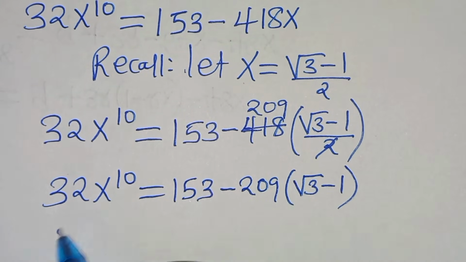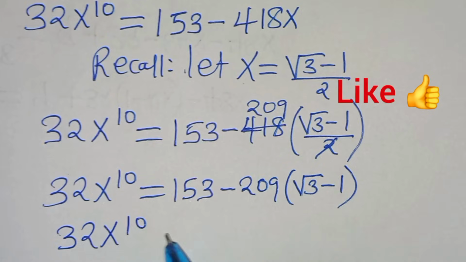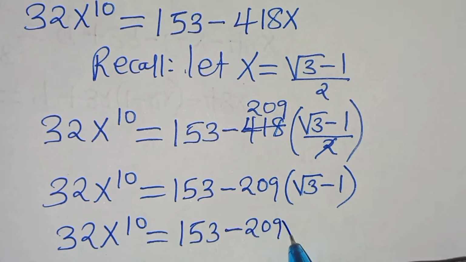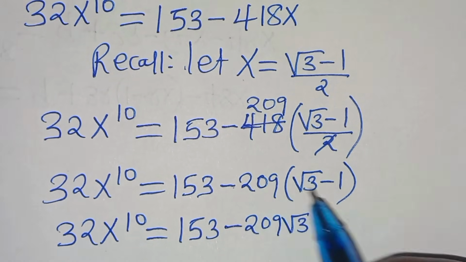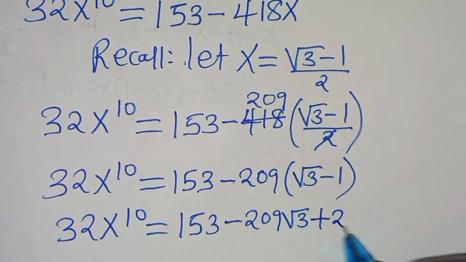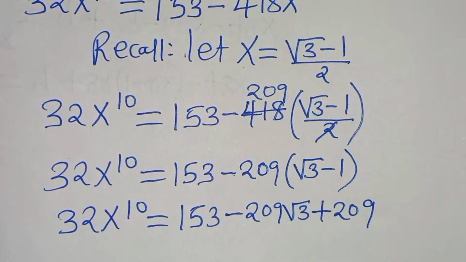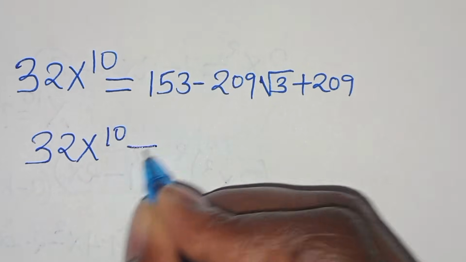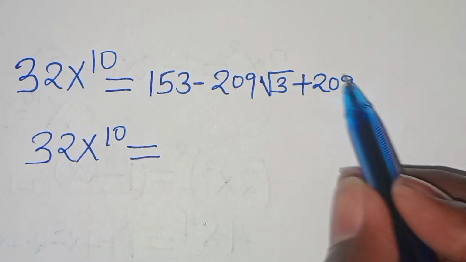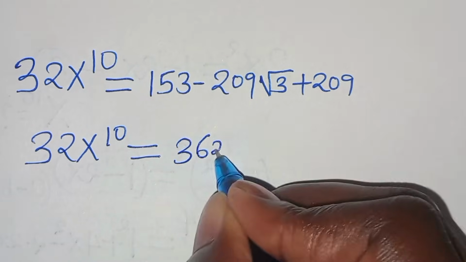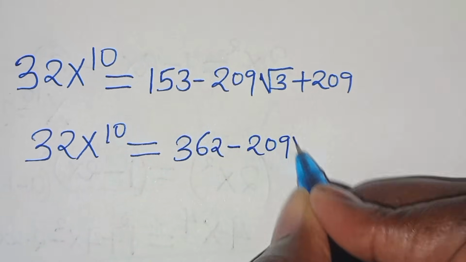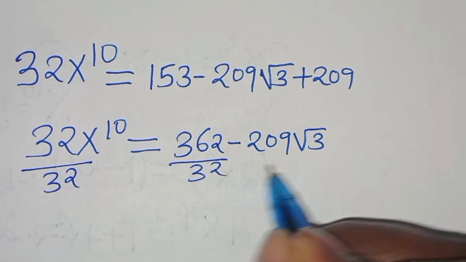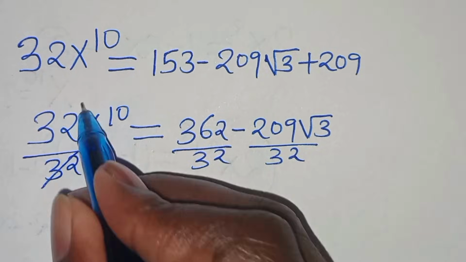And this means that 2x to the power of 10 is equal to 153 minus 209 square root of 3, minus 209 here times minus 1, this is plus 209. So we have that 2x to the power of 10 is equal to 153 plus 209, and this is 362 minus 209 square root of 3. So let's divide both sides by 2 so that we simplify here.